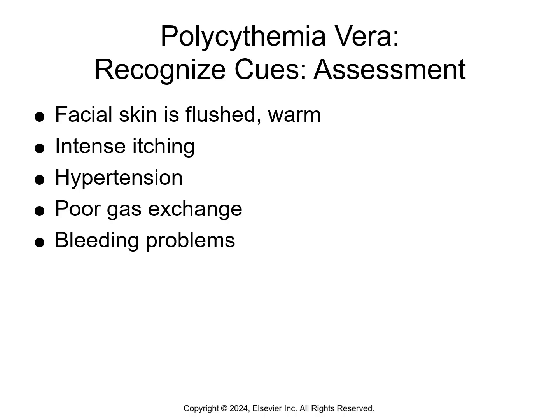Some cues on assessment with polycythemia vera. Facial skin is flushed and warm, and that's due to the more red blood cells causes more blood volume and congestion. The intense itching is a classic sign because of the histamine release and increased blood cell activity. Hypertension may be present with thicker blood. That increases the vascular resistance and causes the blood pressure to increase.